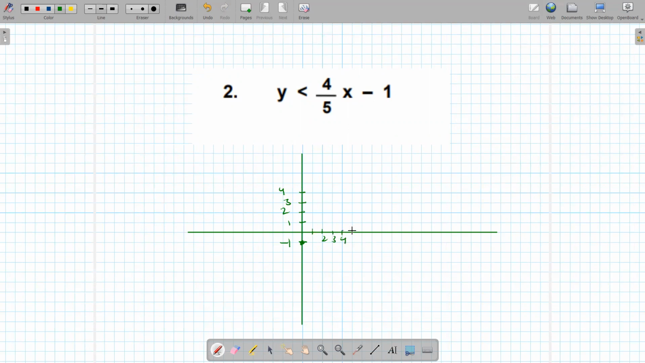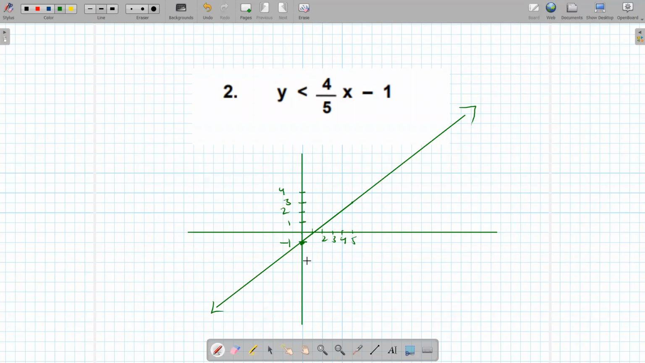And up, yeah, it's up. So 1, 2, 3, 4, up by 4 and across by 5. We're going to end up there, okay? So this is where we ended up. Cool?